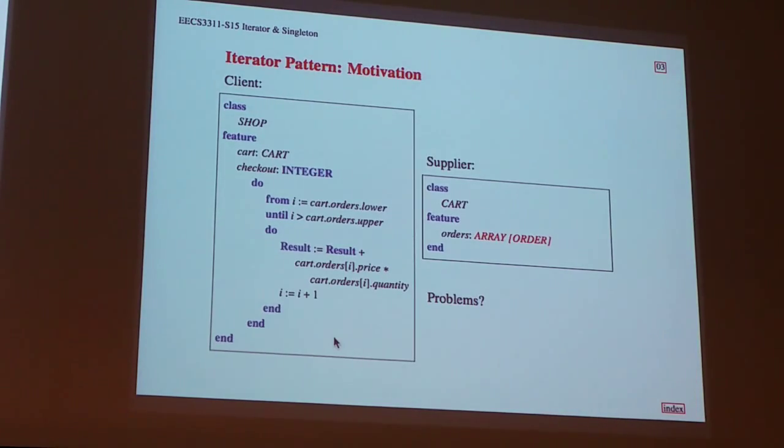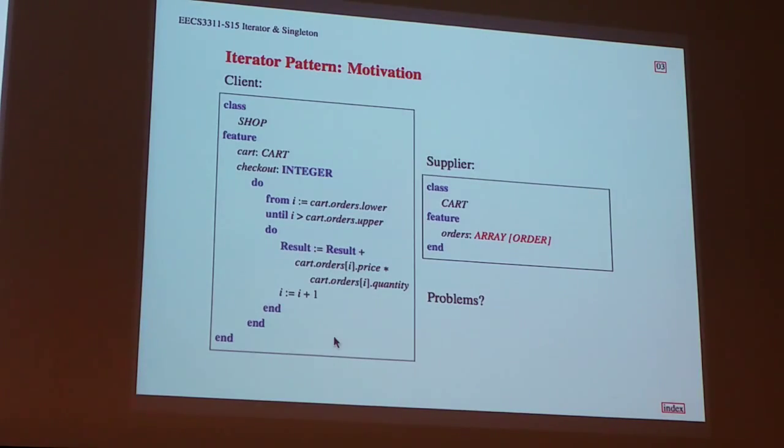Now, information hiding tells you that if somehow the secrets of the supplier change, it should not affect the clients, right? Here the feature is not exported to none, so that means any client can access the orders. But what if I change from an array into a linked list on the supplier side? Would this code compile? It wouldn't, because lower and upper are features specific to array. They are not defined in the linked list. So this would suddenly become uncompilable.